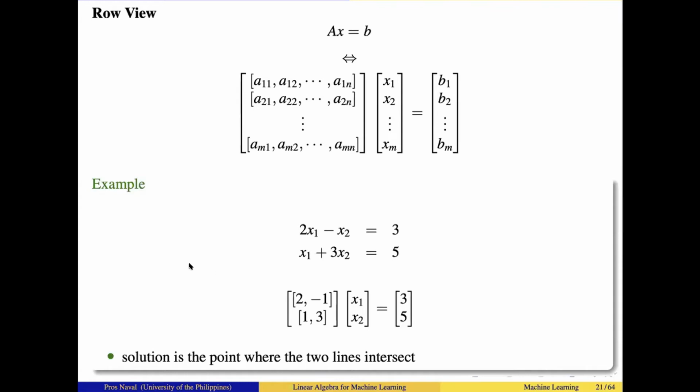Geometrically, the solution is the point where the two lines, in this case, defined by each equation intersect. So you have two lines intersecting, and the point of intersection is your solution. We know that from high school days. For this two-dimensional example we have lines, but in general, in n dimensions, we have hyperplanes.